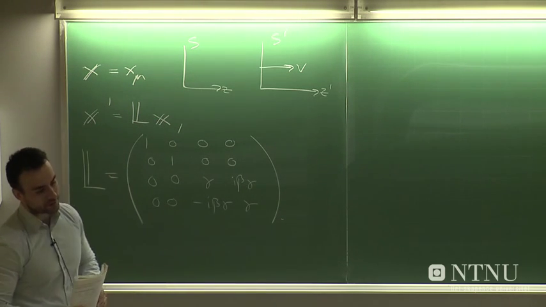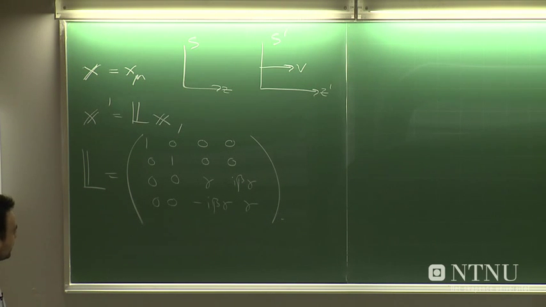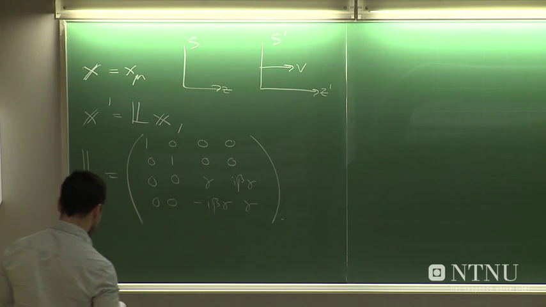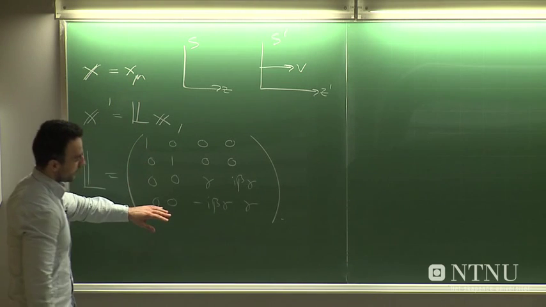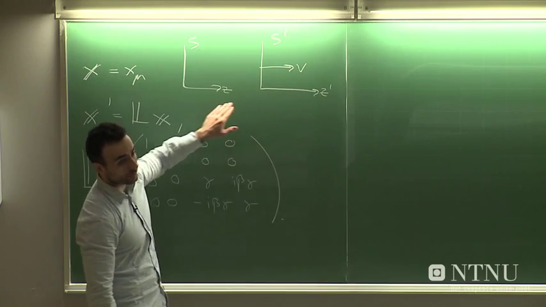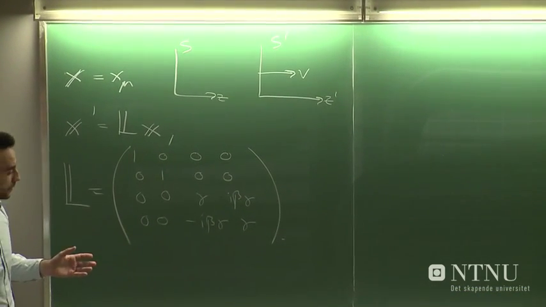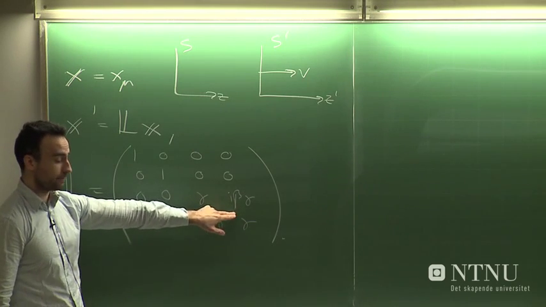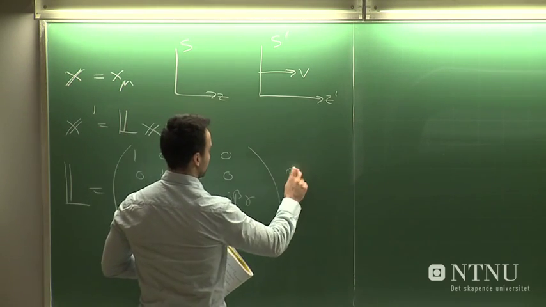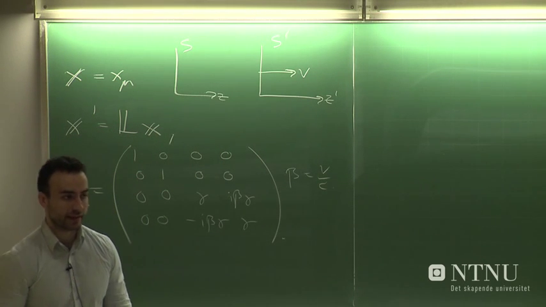So we see that it's a Hermitian matrix. The adjoint, or the complex conjugate transpose operator, would leave it invariant. And we also saw that the inverse transformation going from the primed system to the unprimed system could be obtained simply by reversing the sign of the velocity, which would correspond to reversing the sign of beta, since beta was defined as the ratio between the velocity and the speed of light.